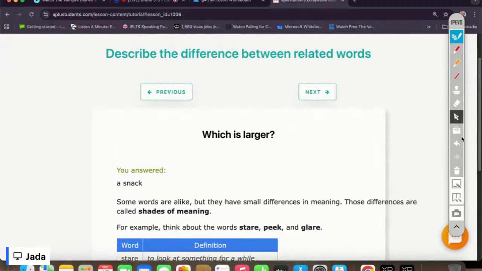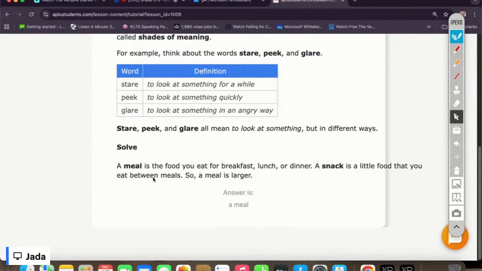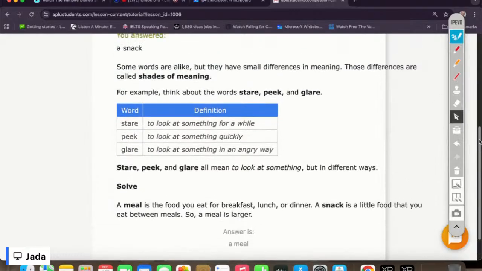All right, good. Since everyone can see, let's continue. So we have which one is larger. Now we have a meal and we have a snack. So a meal is what? The food you eat for breakfast, lunch, or dinner. And then a snack is a small food or a little food that you eat in between. So between the snack and the meal, which one is bigger? Of course, the meal is bigger, right?